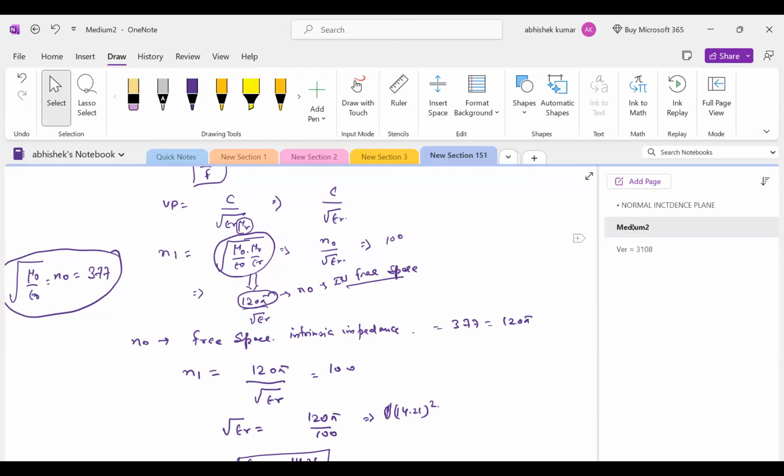Non-magnetic medium means that mu r is 1. If we have a magnetic medium, they will give you the mu r value. But it said the medium is mu 1 equals mu naught. I'm telling mu r, not mu naught. Mu naught we have the value. Oh, okay, got it.